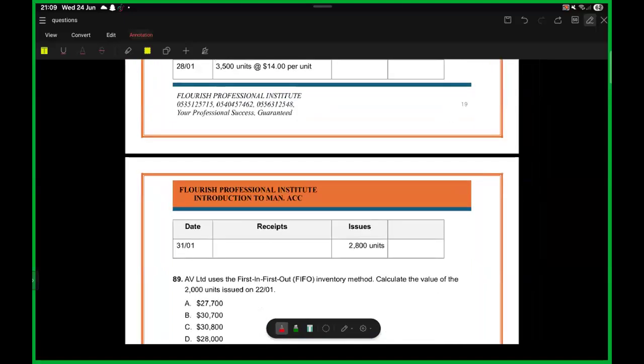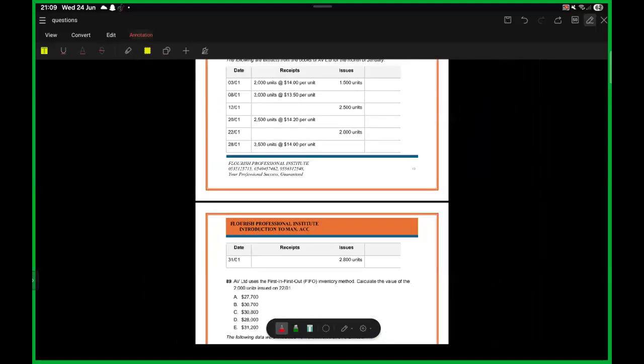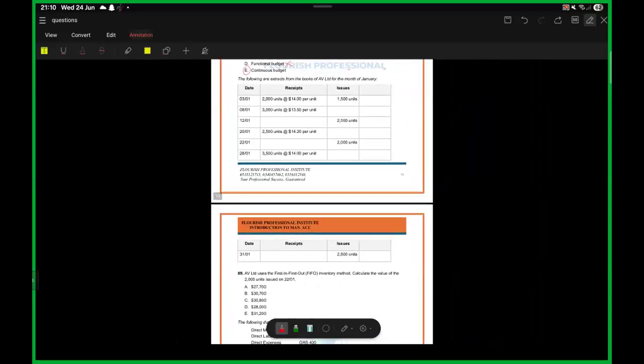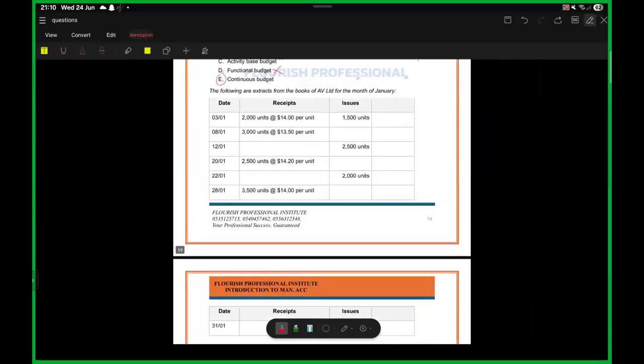Inventory valuation. I wish you could take a screenshot of this question, because you give me the figures from the dashboard. Have you taken a screenshot so that you can give me the figures? Okay, so I'm reading the question and we can go and solve.